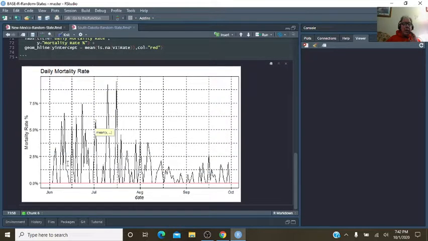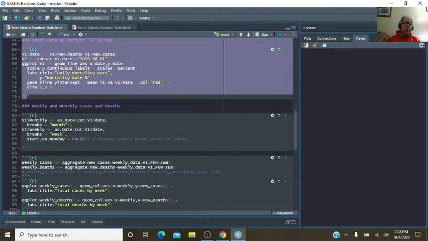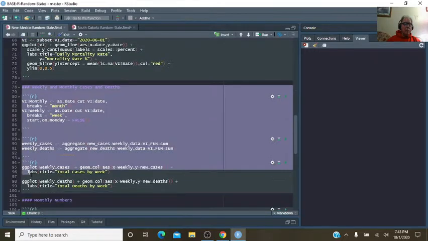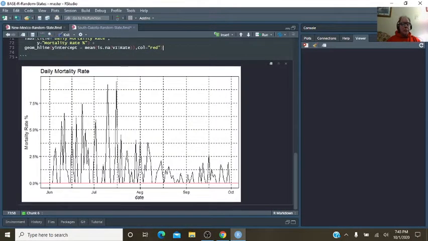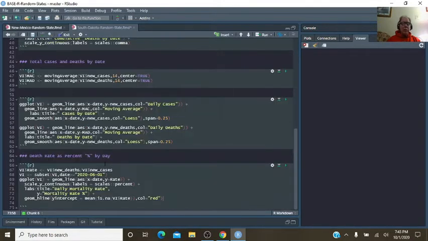But anyway, we can look. Like I say, this is 2.5. So on average since mid-August, the mortality rate has been between, say, 2 and 2.5, 1 point something, in some cases even less than 1. So overall, I would say recently the mortality rate's looking very good.